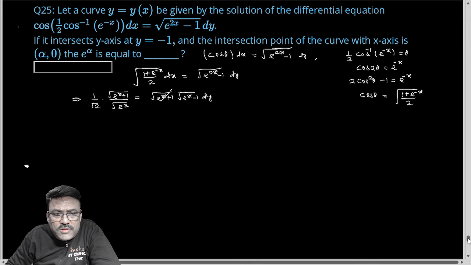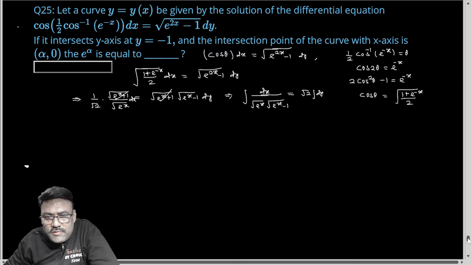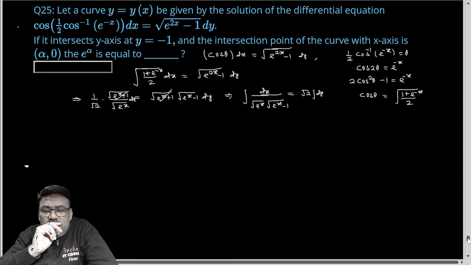So this e raised to x plus 1 disappears now. We have dx also on the left. Now it is variable separable. If I separate the two variables, on the left I am getting dx over under root e raised to x under root e raised to x minus 1, and on the right I am getting root 2 dy. This is what I am getting.